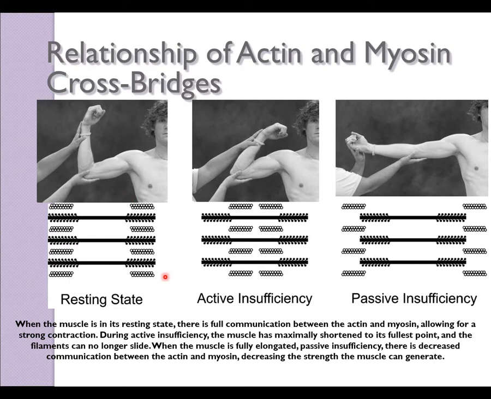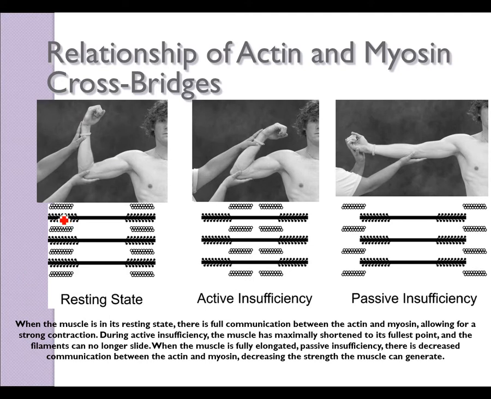So during this resting state right here, this resting state is when the muscle is at mid-range. In this case, we're going to look at elbow flexion. We'll say it's the bicep brachii. This is a sarcomere from the bicep brachii. When we're at mid-range, so he's at 90 degrees, we have a lot of overlap between the actin and the myosin.